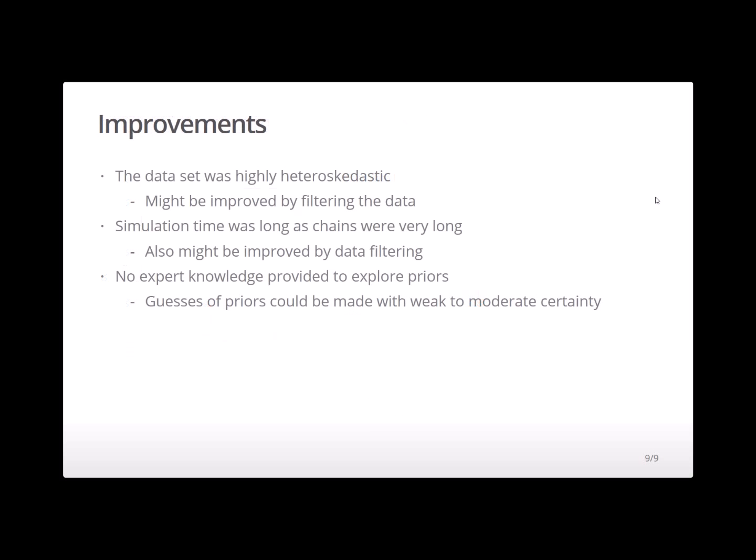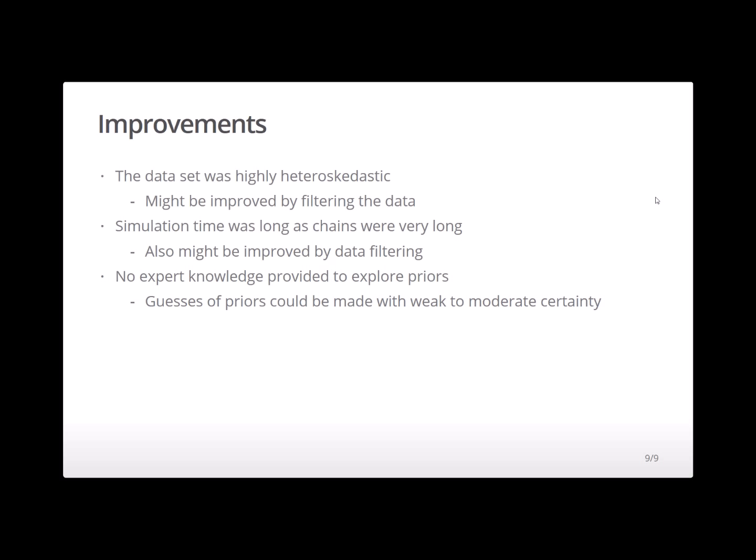As for improvements, the data set was really quite heterogeneous. There's quite a lot of variance, especially within payment type. This might be improved by filtering the data to just observe the payment types that I was interested in, so family tax benefit A and B and healthcare card. But if I did this, I would lose quite a lot of the other data, which was also important. The simulation took quite a long time, as the chains were quite long and required a lot of thinning and a large burn-in period, which also might be improved by filtering the data, but with the same sorts of issues as I just mentioned.